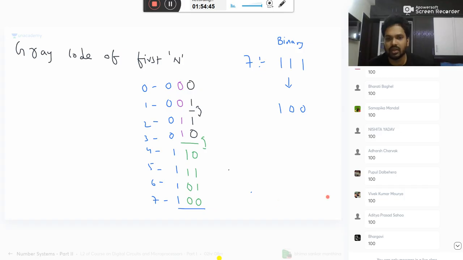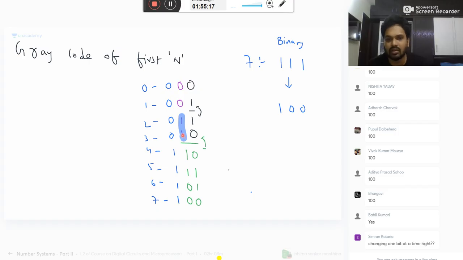Every time, if the examiner asks you 0 to 15, don't write all the 15 and do this process. Simple process. Now see here. What is the simple process? Start with the first number 0 and 1. Take its mirror image. Mirror image meaning, just take its reverse. If it is 0, 1, take 1, 0. First half all zeros, second half all ones.